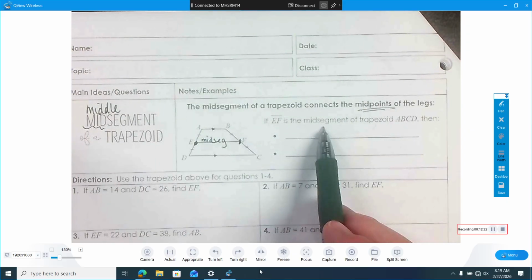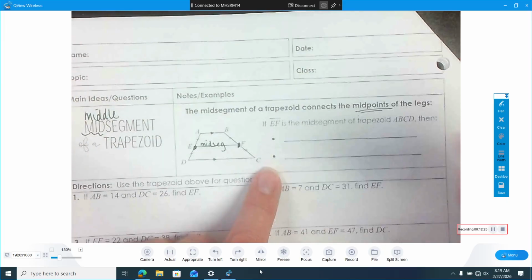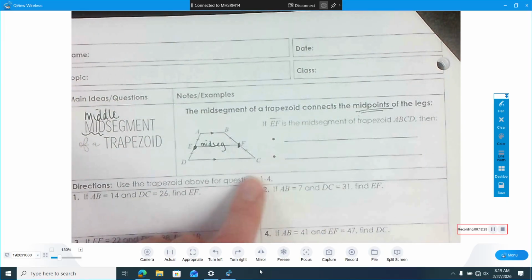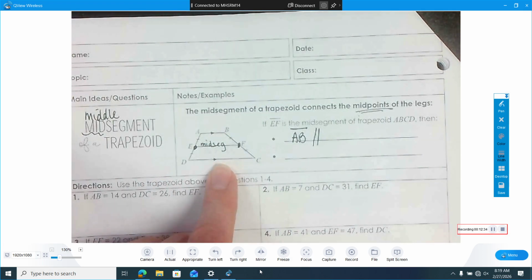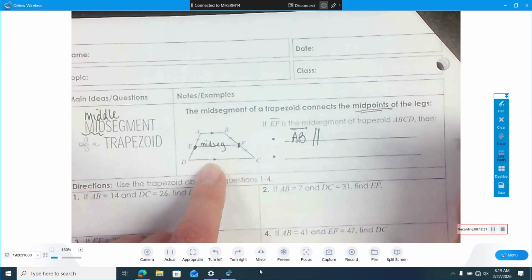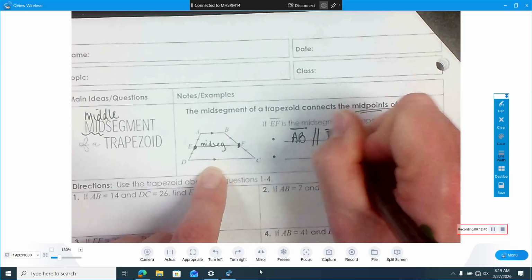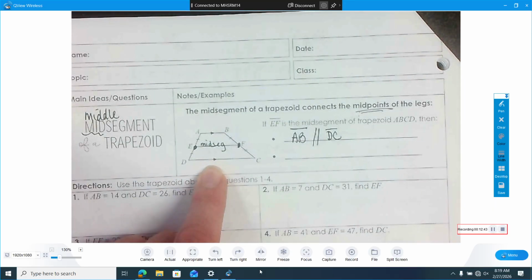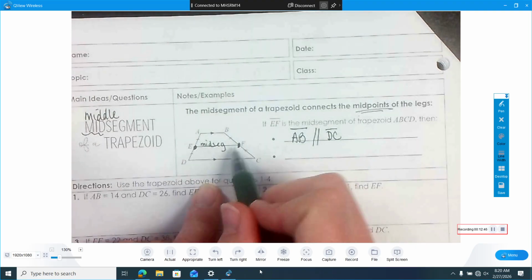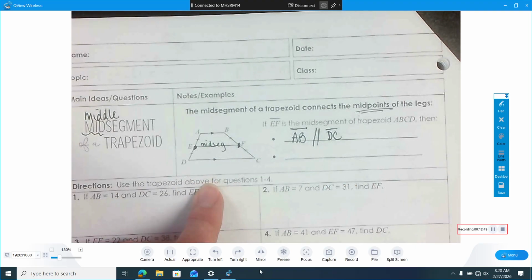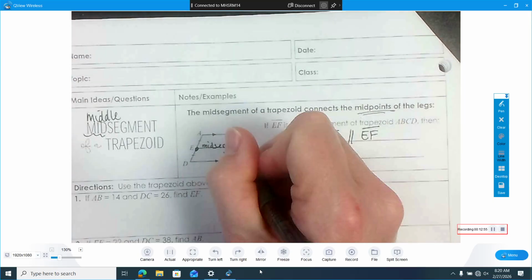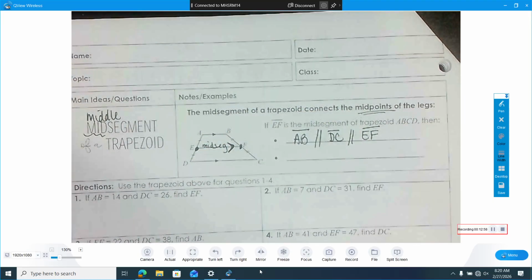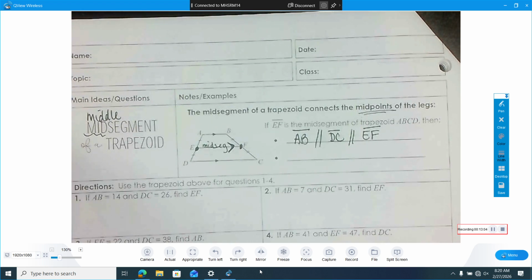If EF is the mid-segment of trapezoid ABCD, then we have lots of parallel lines. So segment AB is parallel to segment DC. Okay, we've got our top and our bottom. They are parallel because this is a trapezoid. If those are parallel, what do you think about the mid-segment? It's also going to be parallel, absolutely. So EF is also parallel. Lots and lots of parallel lines. So again, same side interior angles are supplementary, okay?